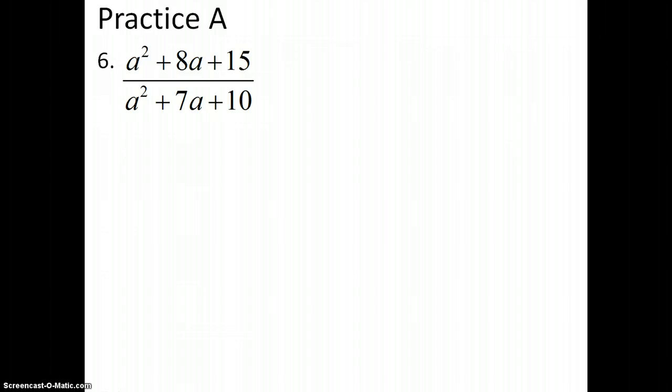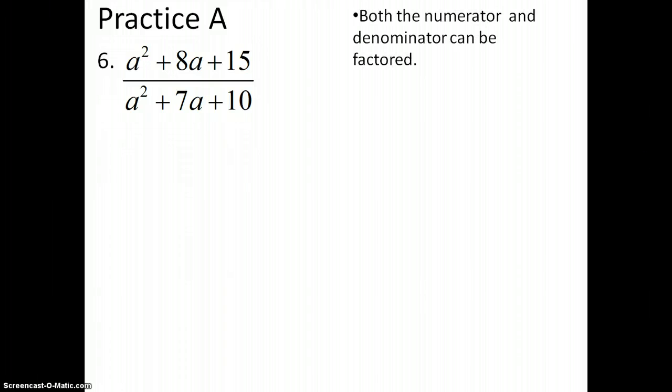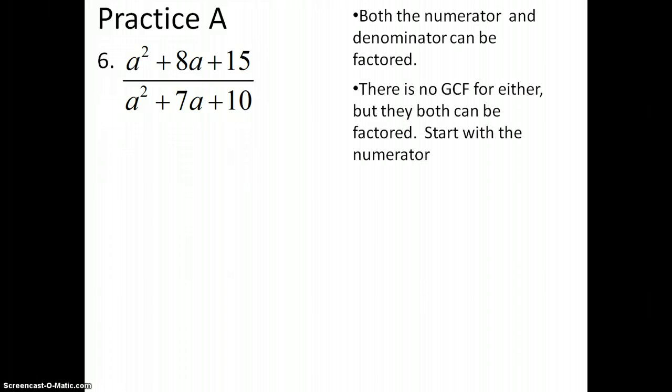Number 6, the last one I want to do on the front part of the page, has two trinomials. Now, there is no greatest common factor in these cases, but they both do factor. So what we're going to do is take the top one and rewrite it, and a times a is going to be a squared. If you have two numbers that multiply to get 15, but they also have to add to get 8, 3 times 5 equals 15, and 3 plus 5 equals 8.